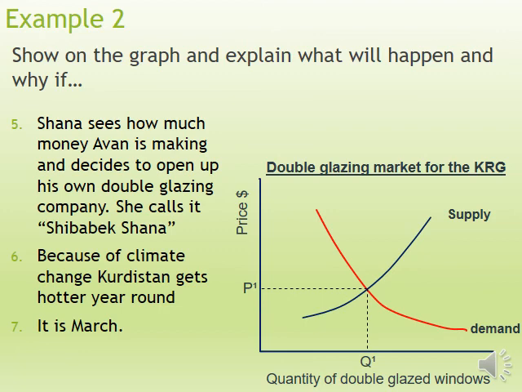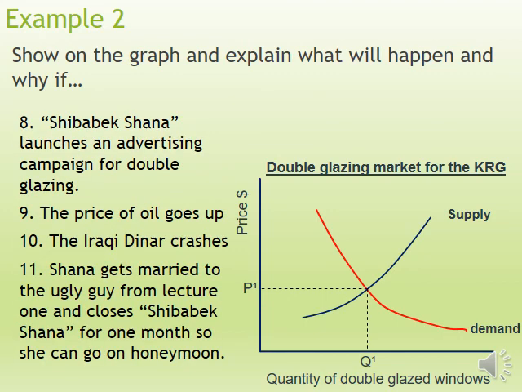Number 7, it's March. What happens in March? Think about that. Now, what would happen at number 8? Shababik Shana launches an advertising campaign for double glazing. How's that going to affect Iran? How's that going to affect the market as a whole? Think about how that graph will change.